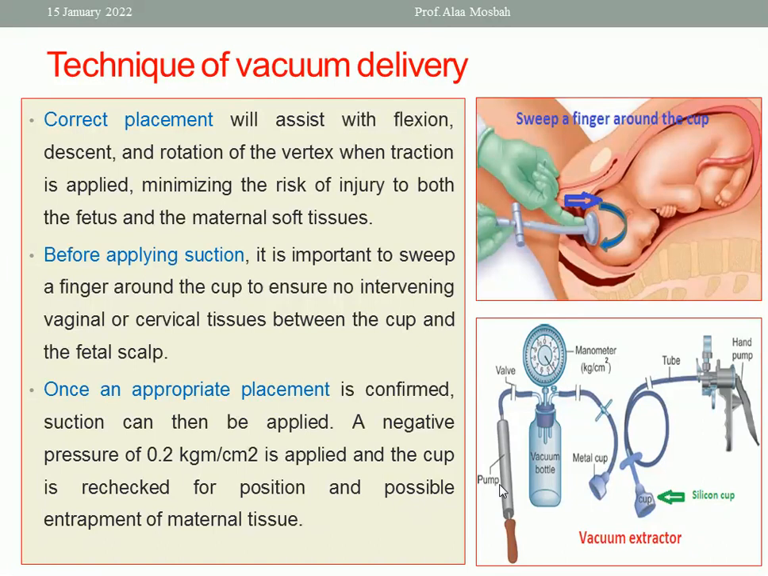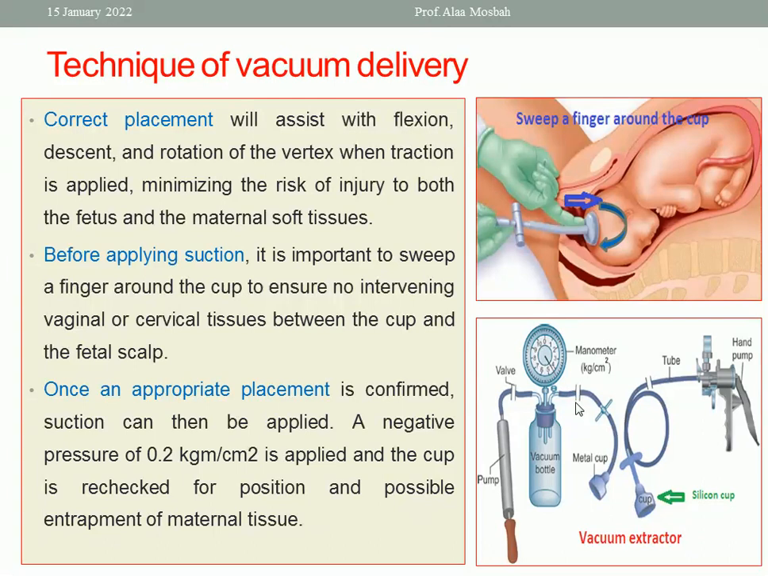Negative pressure starts with 0.2 kilogram per square centimeter applied, and the cup is rechecked for position and the possible entrapment of maternal tissue. So you apply negative pressure 0.2 kilogram per square centimeter. Then again, like this picture, be sure that there is no intervening tissue between the scalp and the cup. Then gradually increase the negative pressure, increase suction.